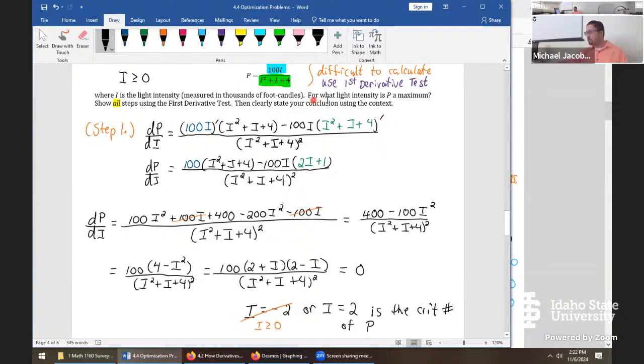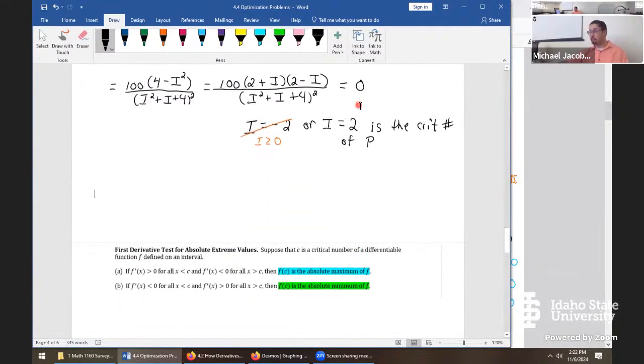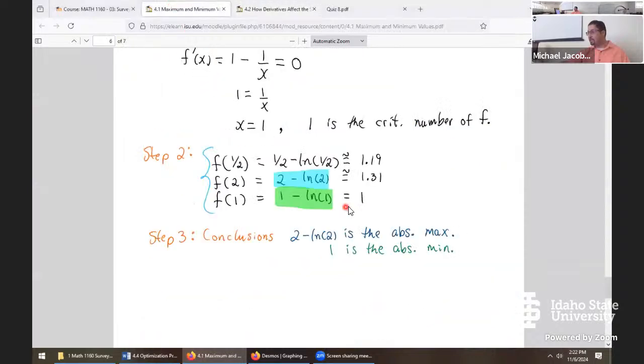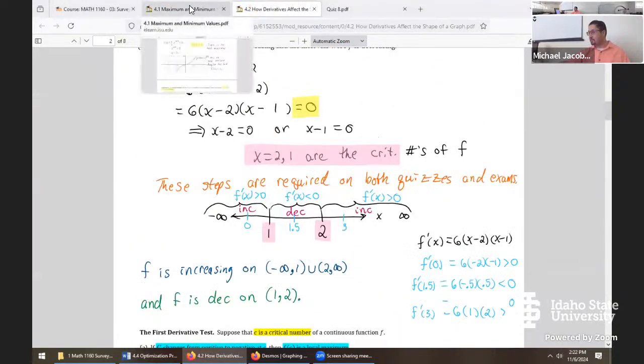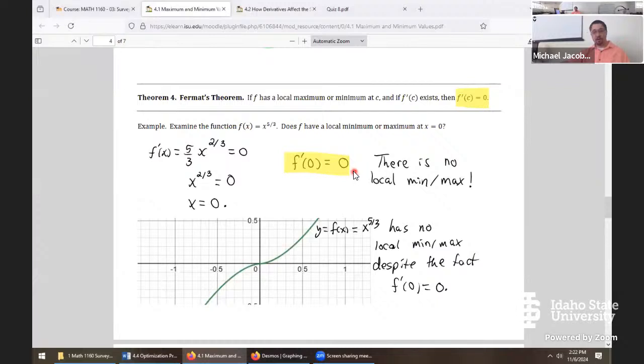The question is asking for what light intensity is P a maximum, and it's so tempting to just stop right here and say 2. But then we've missed a lot of steps and potentially a lot of credit on a real quiz or a real exam. We have to now pick a test to prove that that 2 as a critical number really is a maximum or a minimum, because once again, it could be this situation where we found a critical number, x equals 0 on this, but 0 being a critical number didn't give us anything at all, no minimums, no maximums.